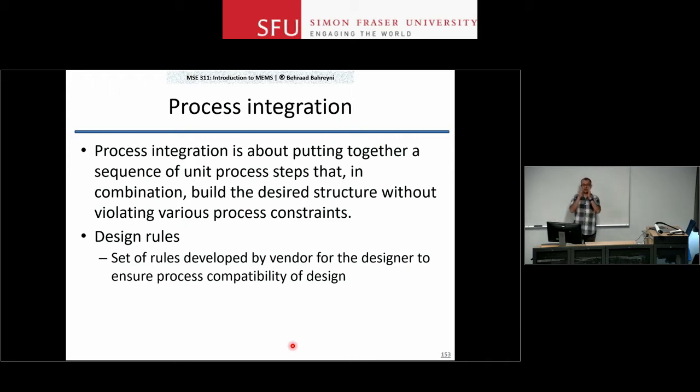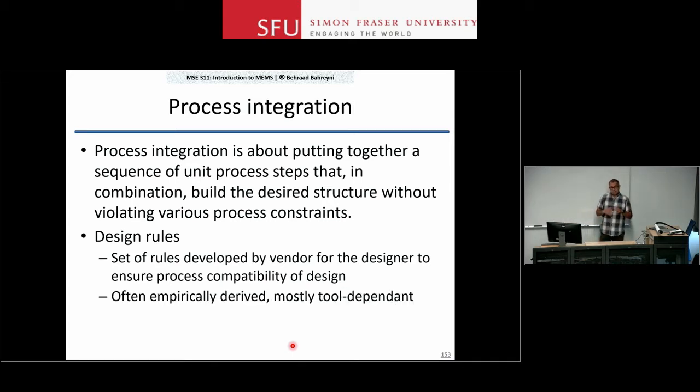So if in your layout you have two structures that are separated by 1 micron from each other, let's say by mistake, when you were drawing it, it just moved by 1 micron, there's a very good chance that they will be stuck together when the process is finished, right? Or similar things. So they say the minimum line width is this much, the minimum gap is this much, the maximum dimension in some cases is this much, and that's because they want to make sure that the process is repeatable. Because of the complexities involved, these are mostly empirical rules, and they're often tool dependent.